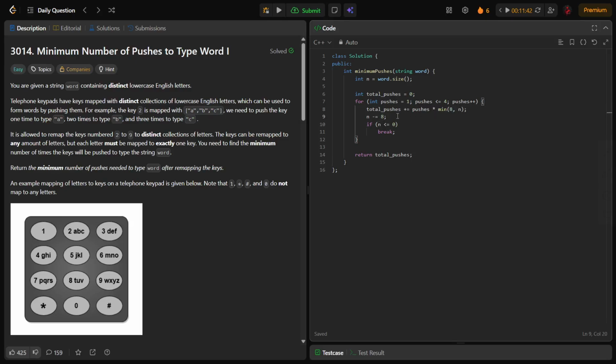And since you have placed 8 characters, the remaining characters are going to be n minus 8, right? In case n is equal to 15, n is 7 now. Now 7 characters will have to be spread across the keypad. So in order to spread across, it will now be at the second position because the first positions are already occupied. So now my pushes will be 2 and it will be minimum of 8 comma 7. So that's the reason. At max, only 8 characters can be placed in a single push. That's the reason.